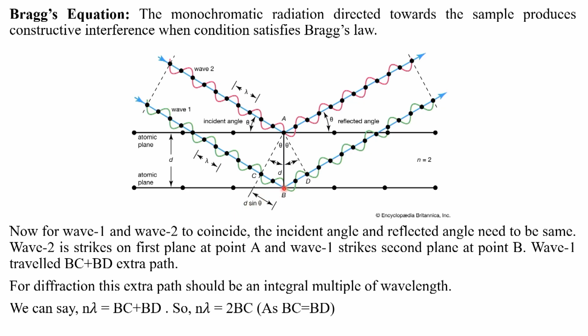So wave 1 travels an extra path, BC plus BD. So this is the extra path it is traveling, BC and then BD. For diffraction, this extra path should be an integral multiple of the wavelength. We can say n lambda. So n lambda will be BC plus BD. Here you can see this is BC and this is BD. So n lambda equals 2 BC, as BC equals BD here.